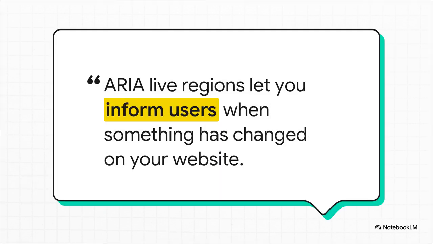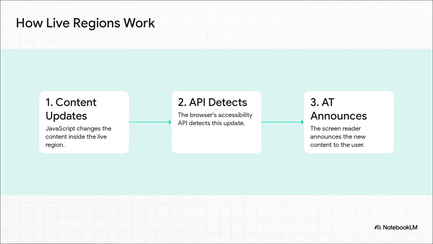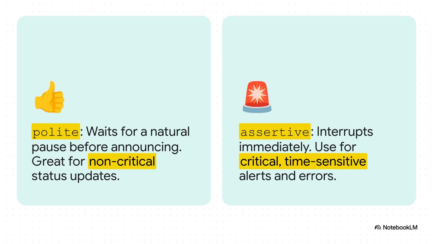The solution here is a brilliant ARIA feature called a live region. It's so simple. All you do is add the attribute aria-live to an element on the page, and you're essentially telling assistive technologies, hey, keep an eye on this little spot. If anything changes inside of it, I need you to announce it. And the way it works is just beautiful. First, your app's code updates something inside that live region. Second, the browser's accessibility system immediately detects that change. And third, the screen reader announces the new content to the user. And the best part? It all happens without stealing their focus or making them hunt around the page for what's new.